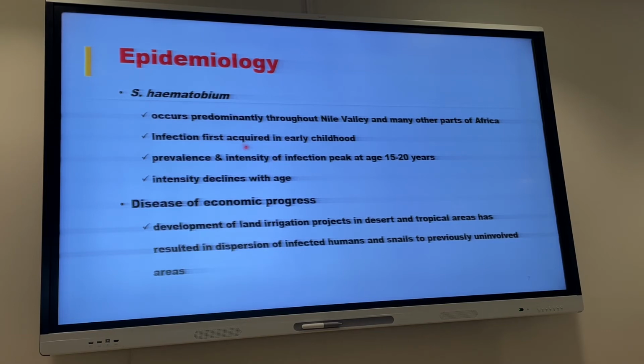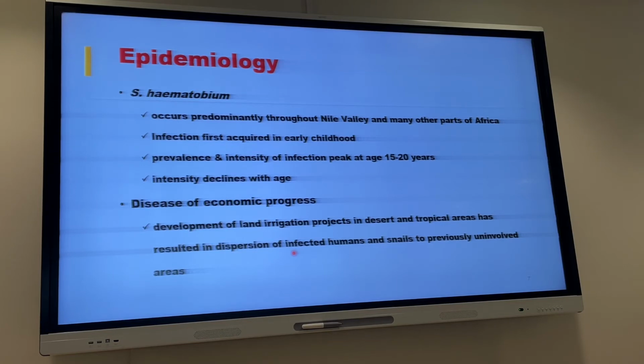In endemic areas, infection is first acquired in early childhood, so you have repeated infection if there is no treatment. The prevalence and intensity of infection peaks at age 15 to 20 years, and intensity declines with age. So this is the usual thing. But you can have a man-made environment, man-made in quotes.